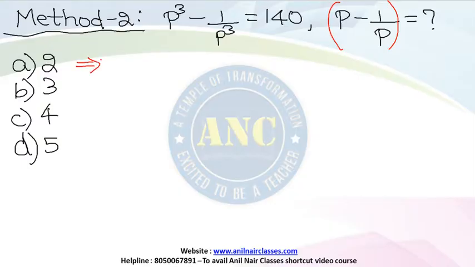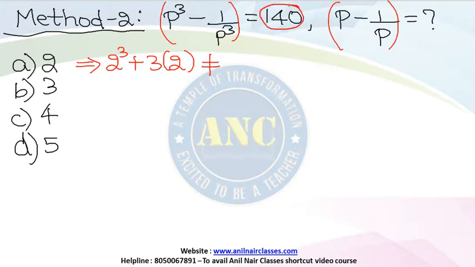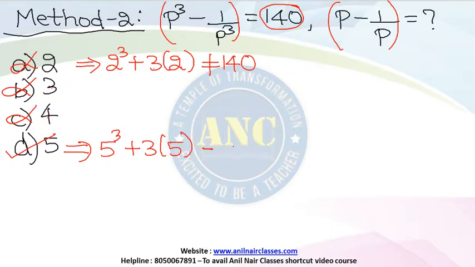If p minus 1 by p is equal to 2, then p cube minus 1 by p cube is 2 cube plus 3 times 2, k cube plus 3k. Definitely this is not equal to the given value 140. So that cannot be the right answer. Similarly, 3 cube plus 3 into 3 will also not be 140. 4 cube plus 3 into 4 will also not be 140. And the answer is option D, which is nothing but 5 cube plus 3 into 5, 125 plus 15, which is equal to 140. The easiest way of solving the question.